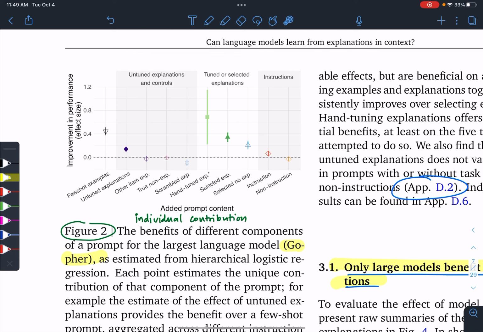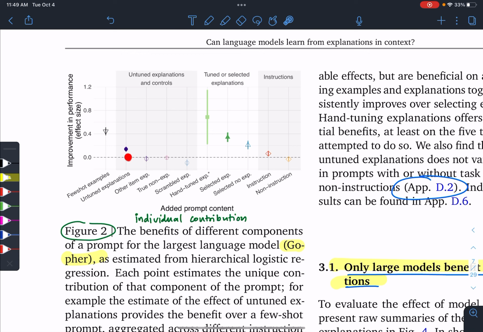Okay, so let's go to the results. This tells you the individual contribution of each component. The starting point is only the target question and answer. If you add some few-shot examples, it gives you a big boost. Then if you add untuned explanation to it, it adds this much more performance, around 20%. So it's like 70% plus 20%. That's the overall performance.